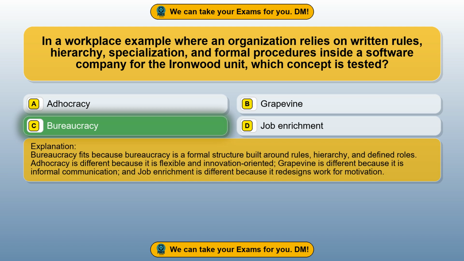Bureaucracy fits because bureaucracy is a formal structure built around rules, hierarchy, and defined roles. Adhocracy is different because it is flexible and innovation-oriented, grapevine is different because it is informal communication, and job enrichment is different because it redesigns work for motivation.